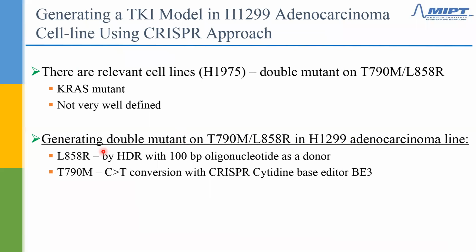In this case, we're making the first substitution of leucine to arginine. Only homology-driven repair was available for us, so we use an oligonucleotide as a donor, similar to the KRAS mutation people made in colorectal cancer. And then here we were lucky. I'll show you why we were lucky. We could use cytosine to thymine conversion, so using the cytidine base editor, BE3, for this mutation.